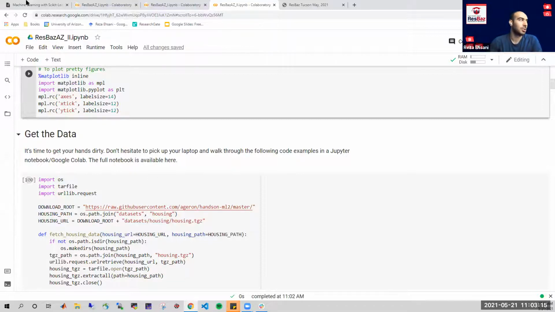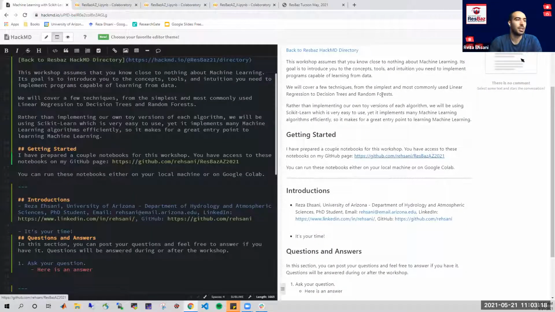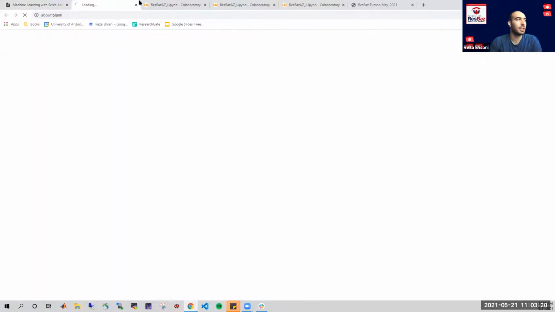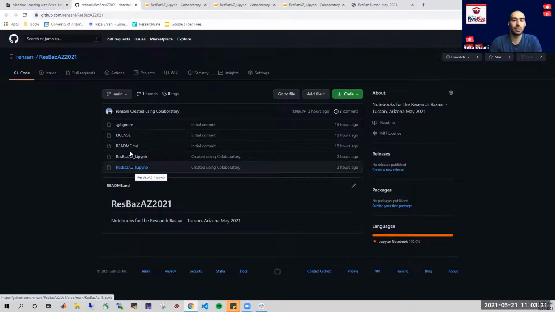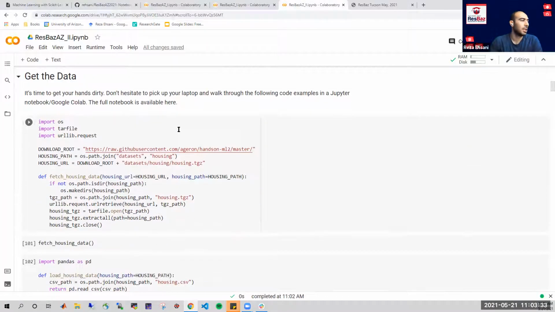The notebooks, as I mentioned, are available on my GitHub page here. If you click on the link under ResBazAZ 2021, there are 2 Python notebooks. We went over the first one in the first part of the workshop, and now we are talking about the second notebook. Anyway, so I have prepared a function in order to download the data.